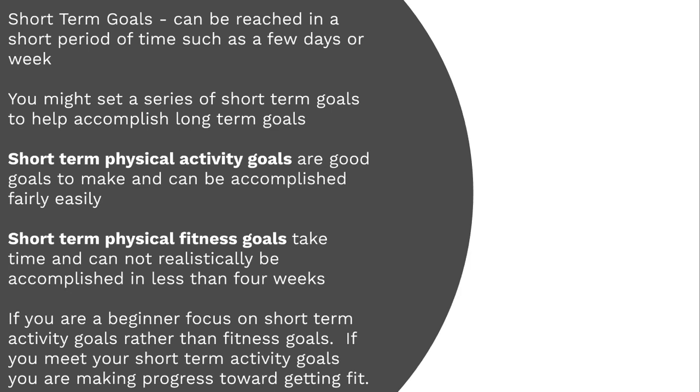Although physical activity goals are good short-term goals, achieving fitness does take time. A realistic short-term fitness goal is one that can be accomplished in 4 to 6 weeks because it takes at least this many weeks of regular exercise to produce fitness improvement. An example of a short-term fitness goal would be to move from the marginal fitness zone to the good fitness zone on a fitness assessment.